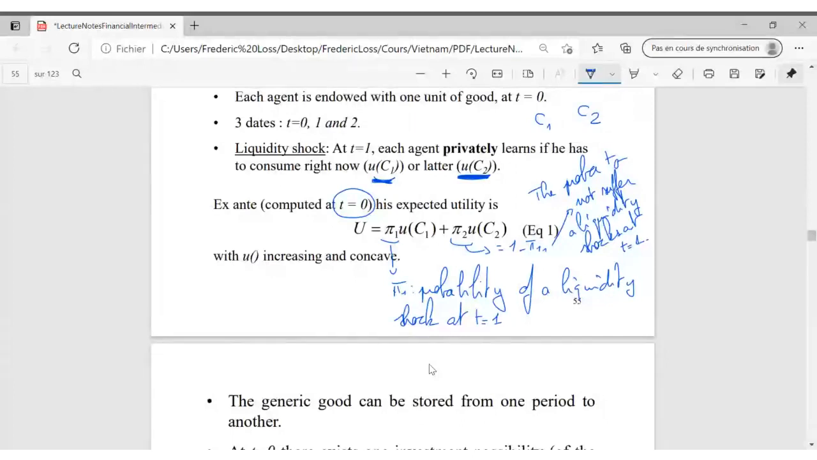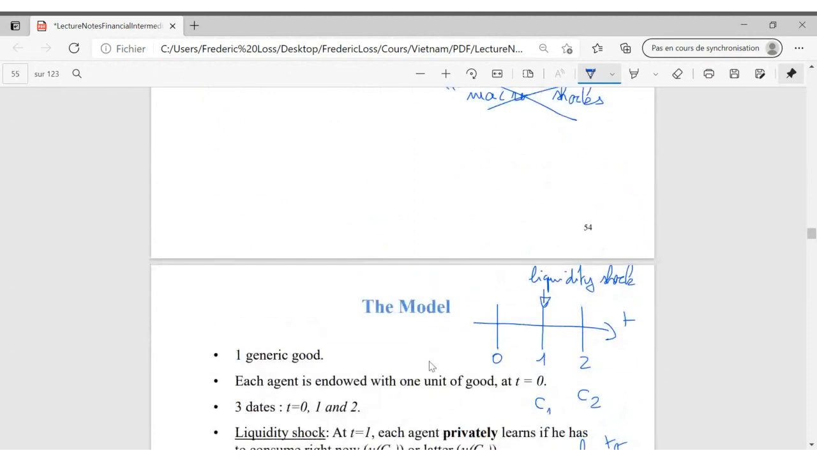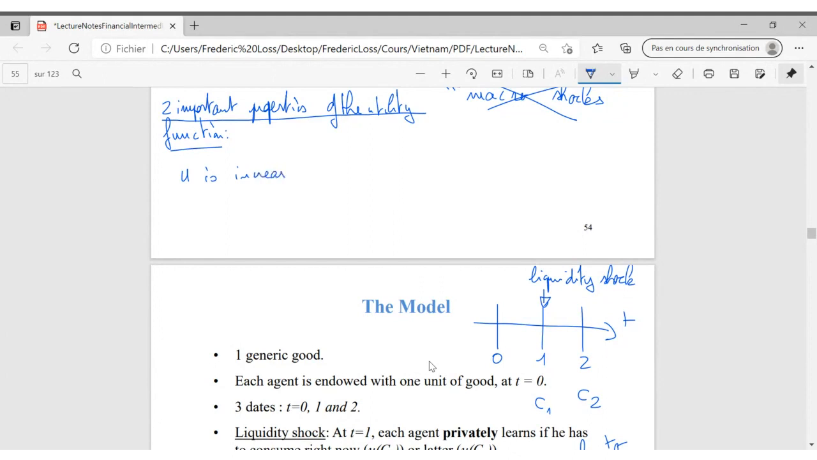And by the way, there are two important properties of the utility function. U is first increasing: you always prefer more to less. And U is concave. And actually, this is equivalent to someone who is risk averse. So it corresponds to risk aversion. Okay, this is risk aversion.